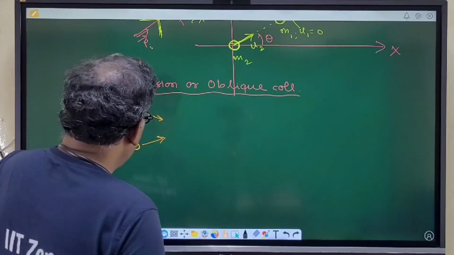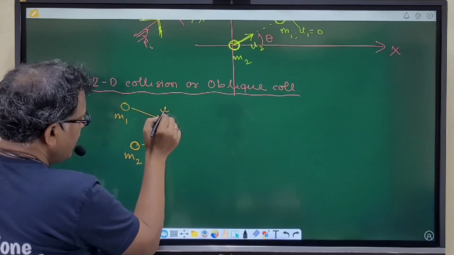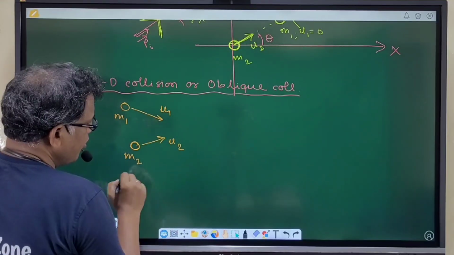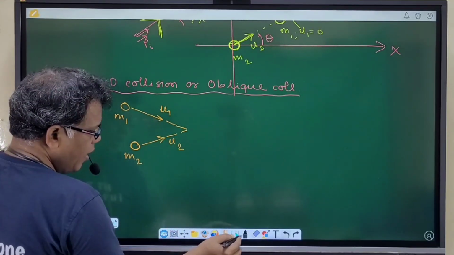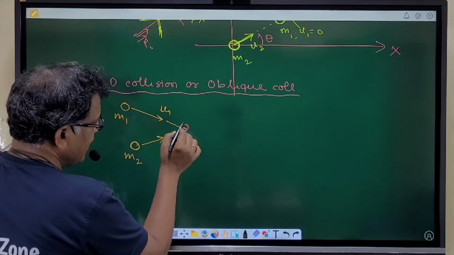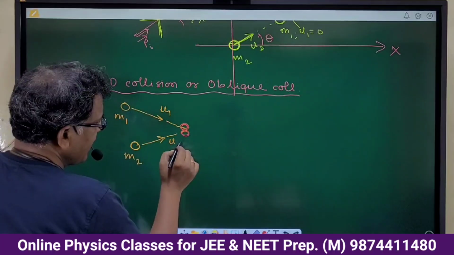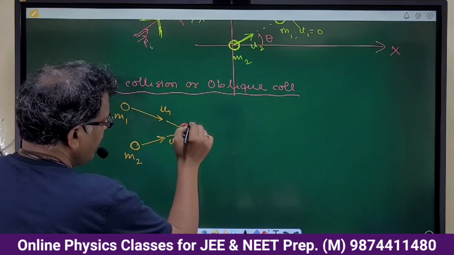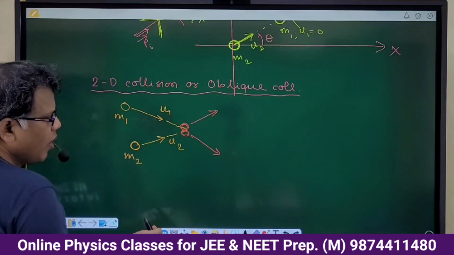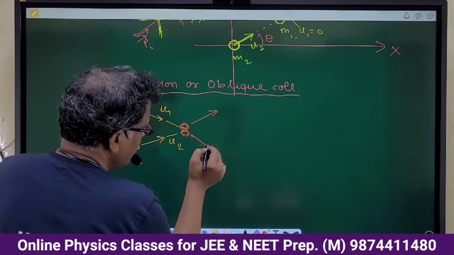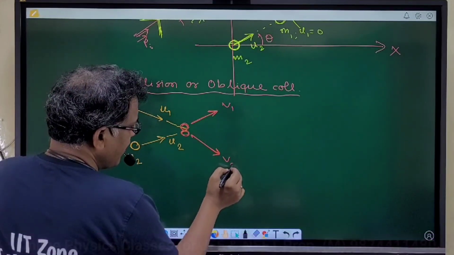So suppose here I consider m1 and m2 to be the two particles, running with velocities u1 and u2 in two different directions. This is the point where the two bodies will collide with each other. Let them reach here, two point objects. After this, suppose m1 is getting deflected this way, m2 is getting deflected this way. Are you getting me? m1 and m2 are getting deflected with velocities v1 and v2.